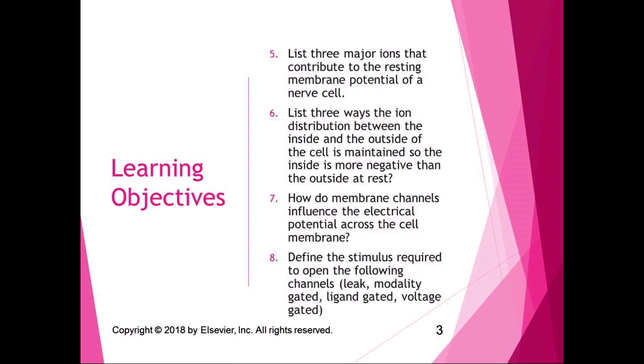When we start talking about the electrical and chemical features of the cell, you should be able to list three major ions that contribute to the resting membrane potential of a nerve cell, and three ways the ion distribution between the inside and the outside of the cell is maintained, so the inside is more negative than the outside at rest. And that's really important to maintaining the excitability of nerve cells. You should know how membrane channels influence the electrical potential across the cell membrane, and then be able to define the stimulus that's required to open the four different types of membrane channels that we're going to talk about in this chapter.